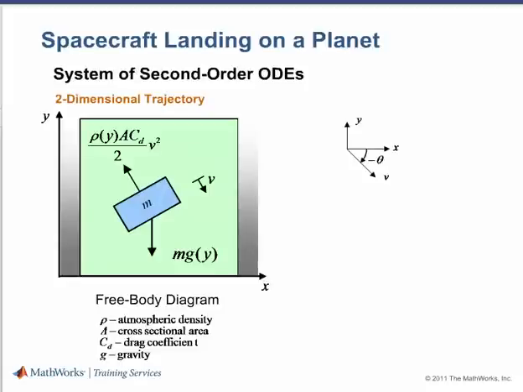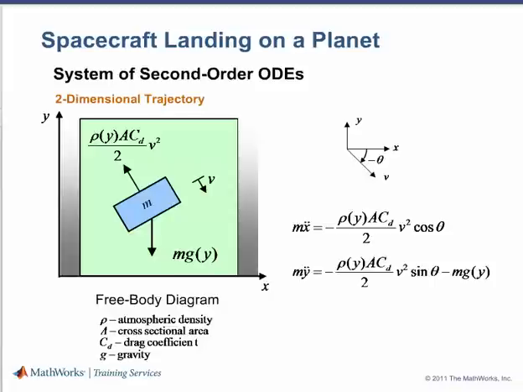Here's the free body diagram of the spacecraft landing on Venus, entering the atmosphere at an angle. The angle theta identifies the direction of the spacecraft's trajectory. By resolving the forces, we obtain a system of two second-order ODEs that represent this 2D system. In the x direction, we have only the drag force resolved by cosine theta. In the y direction, we have both the drag force and the acceleration due to gravity.